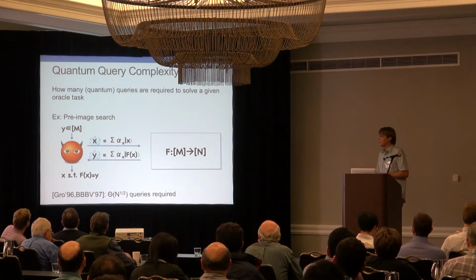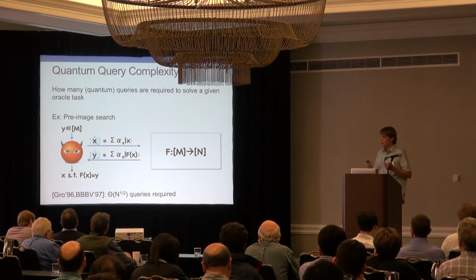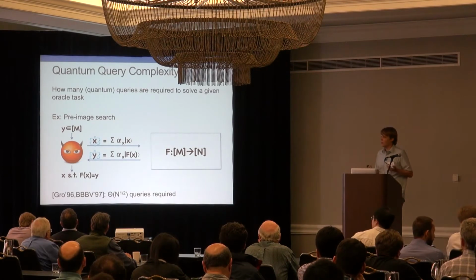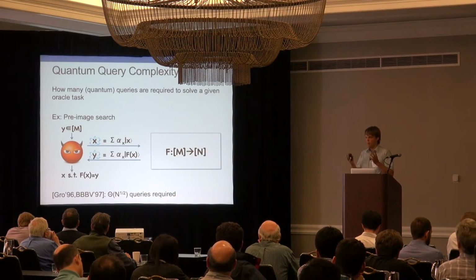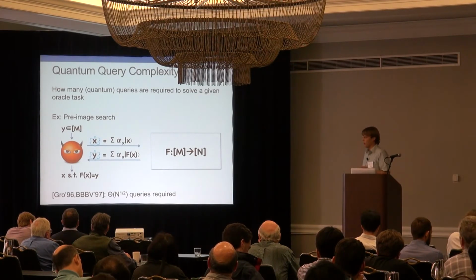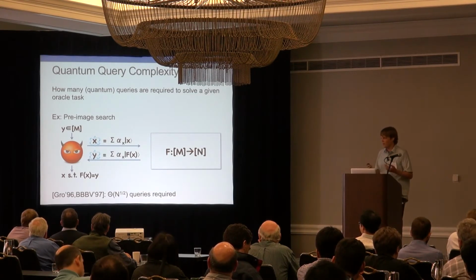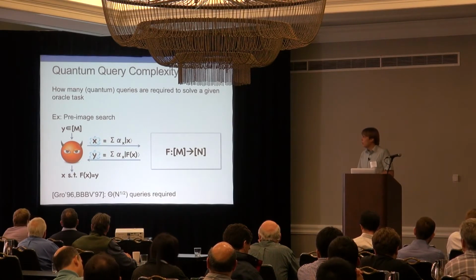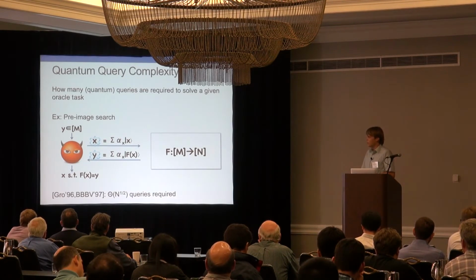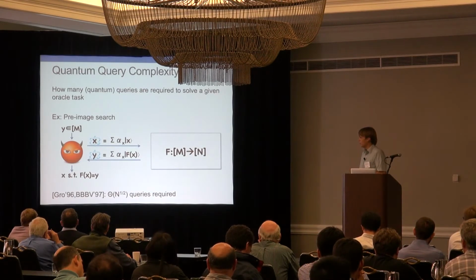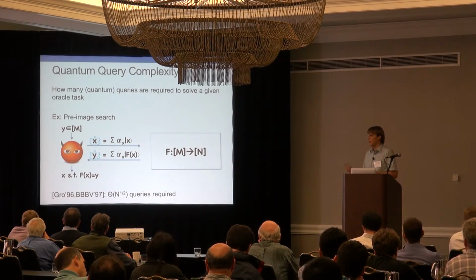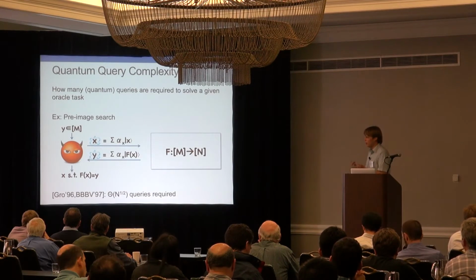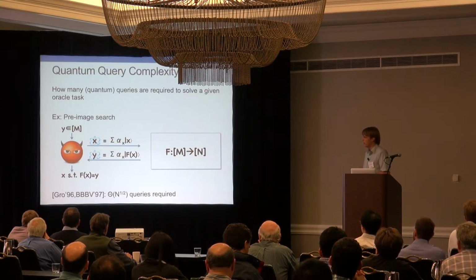So quantum query complexity is roughly a question of how many quantum queries are required to solve a given oracle task. So you have some oracle, and you're allowed to query it on quantum superpositions, and your goal is to find out some information about the oracle. For example, here we have pre-image search, where we have some function on domain size m, range size n. We can query it on quantum superpositions of inputs, and we get the superpositions of outputs back, properly encoded to make this whole thing unitary.